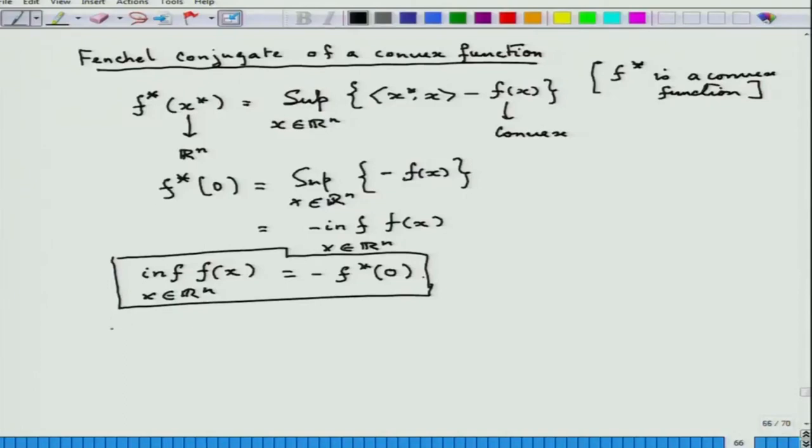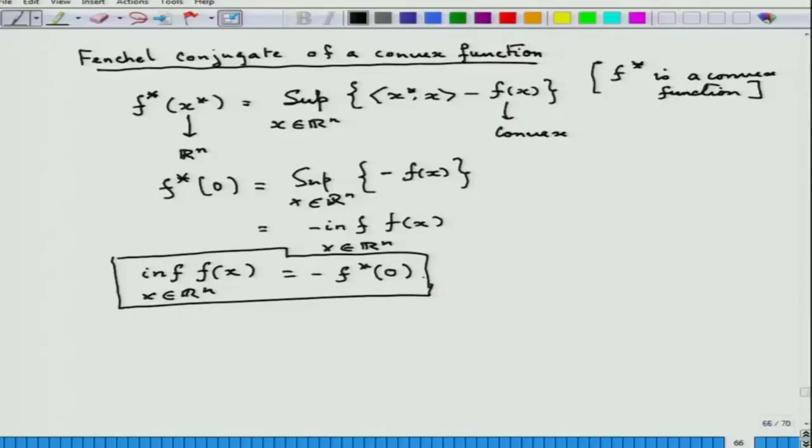So, if the function f has a finite infimum, then you are guaranteed that this is a proper function, there will be at least one point where the function is finite. But it can be proved that if you have a convex finite function f, it would be anyway a proper function. So, this f star is actually an extended valued function.